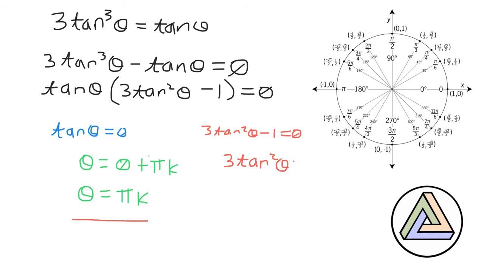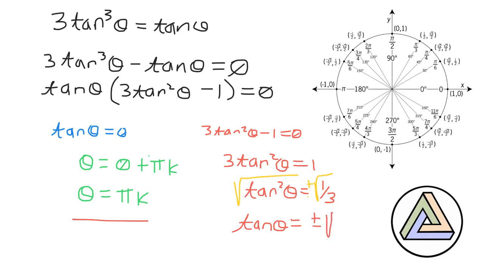All right, this one, we've got 3 tan squared theta. If we add 1 to both sides, then we have tan squared theta equals 1/3, so we're going to divide both sides by 3. And then after taking the square roots of both sides, we end up with tan theta equals plus minus the square root of 1/3.